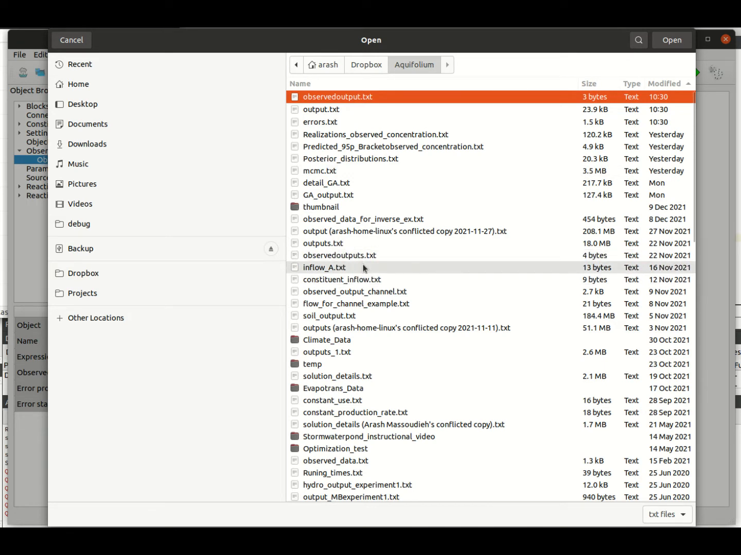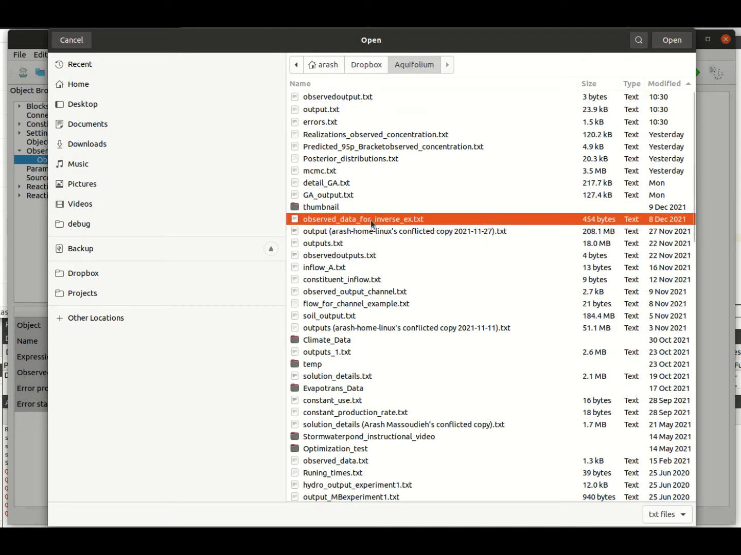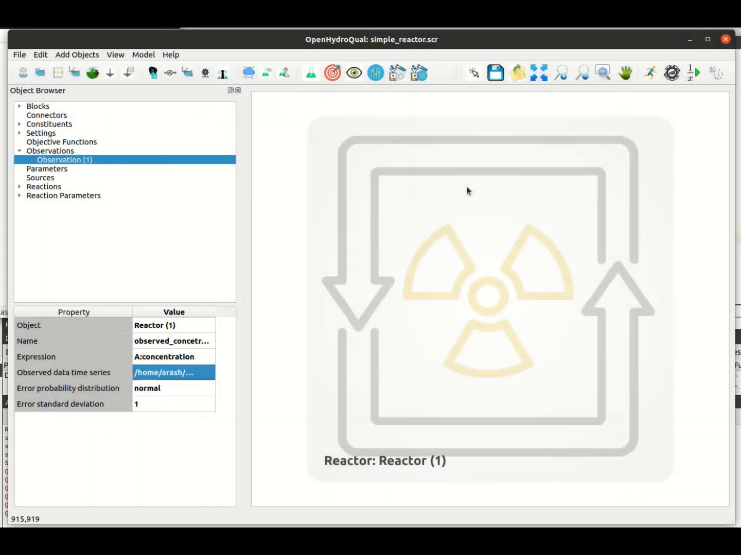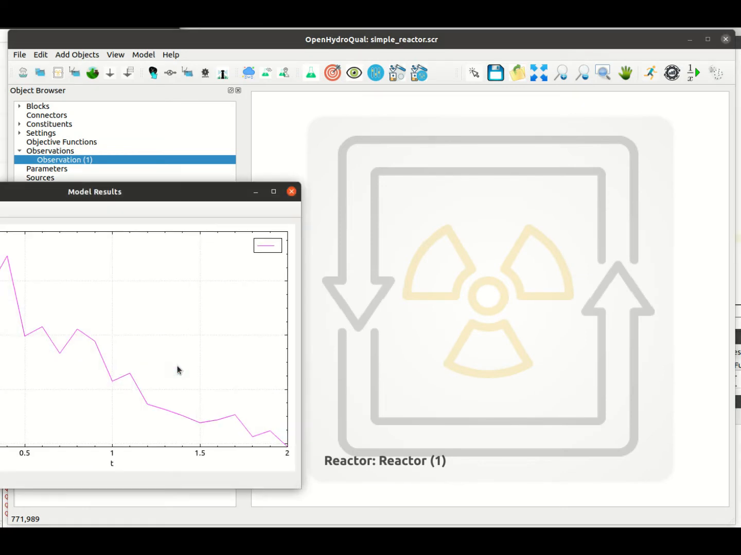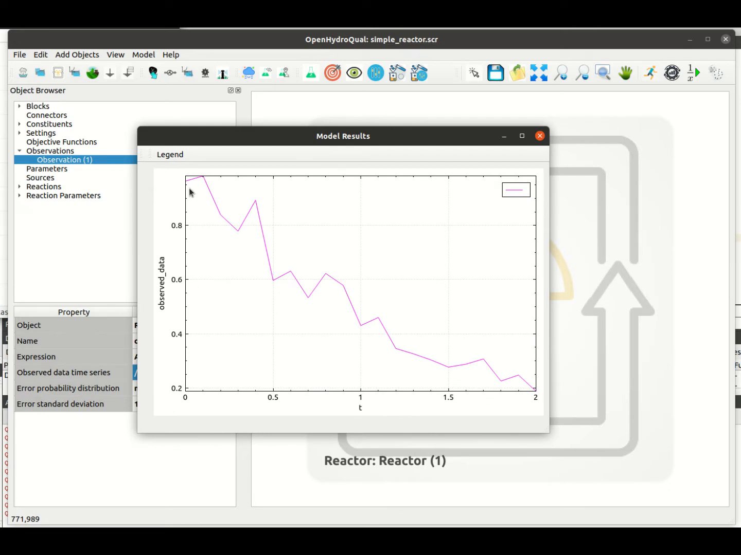On my computer, the observed data is saved in this file called observed data for inverse example. It's right here, so I'm going to add that. You can look at it. I can just right click on the file name, then plot, and that shows me the observed values. As you can see, there are some errors. The data is kind of wiggly, because that's how actual observations typically look.